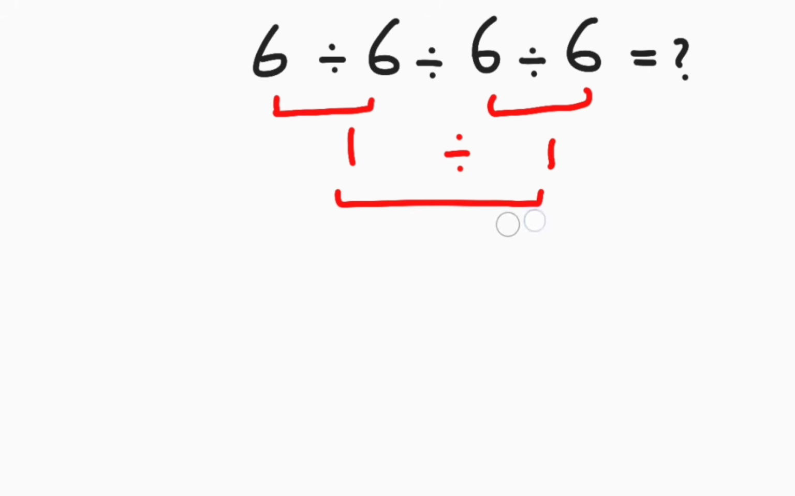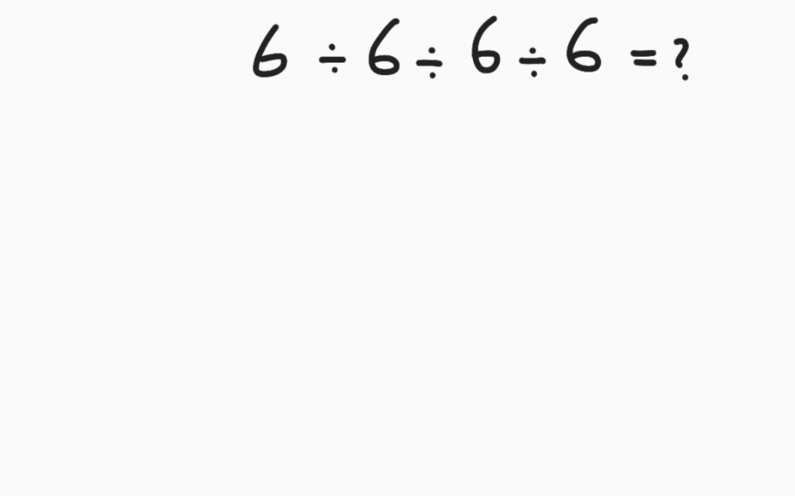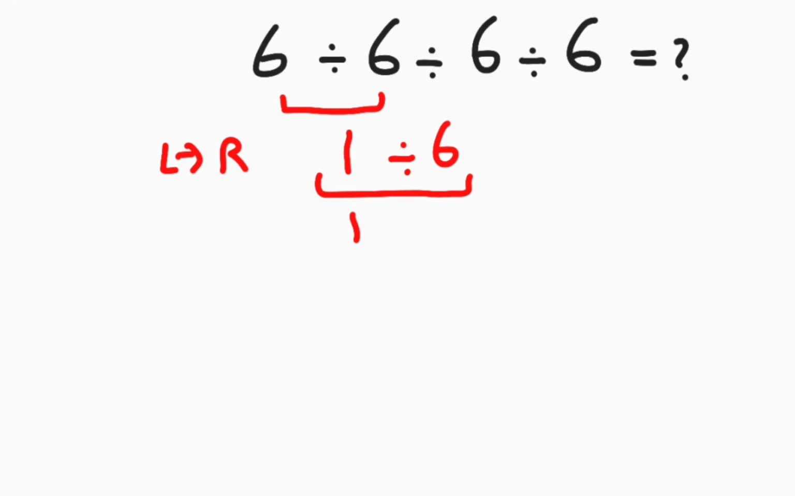Because according to the order of operations, we know that when we have more than one division in one expression, we have to solve from left to right. So we have to start with this division on the left side. 6 divided by 6 gives us 1. Then 1 divided by 6 equals 1 over 6. And finally, we have 1 over 6 divided by 6.